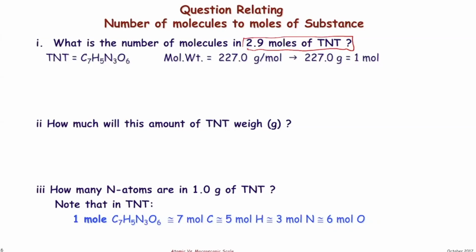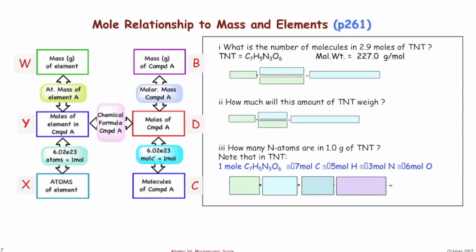TNT is trinitrotoluene. It's the main ingredient in dynamite. And I want to know the number of molecules of 2.9 moles of TNT. And then the second question is, how much will this weigh? And the third part is, how many nitrogen atoms are in 1 gram of TNT? It looks pretty daunting, but it's super easy. And here's what I'm going to show you. We're going to look at this chart. This is the first question right here. What is the number of molecules in 2.9 moles of TNT?